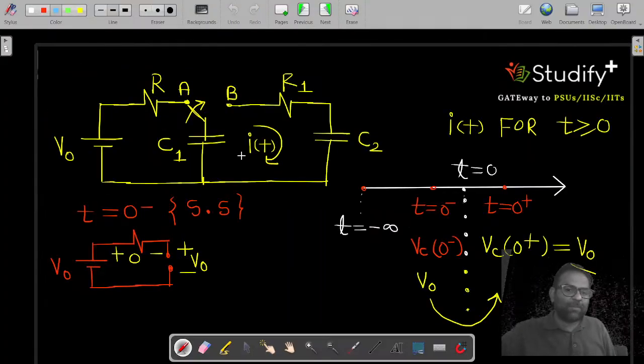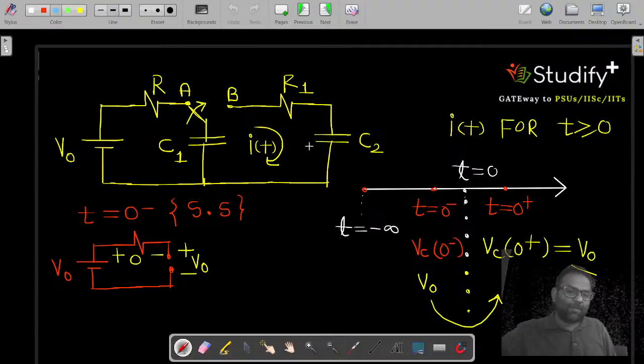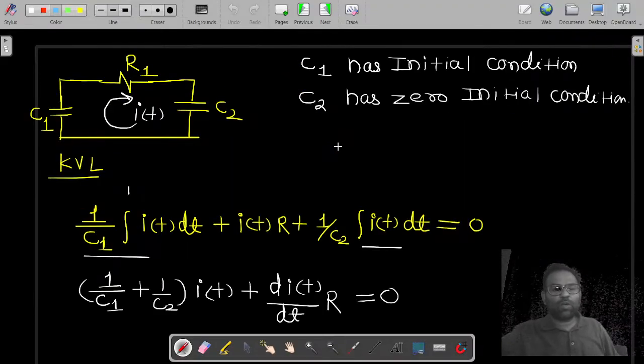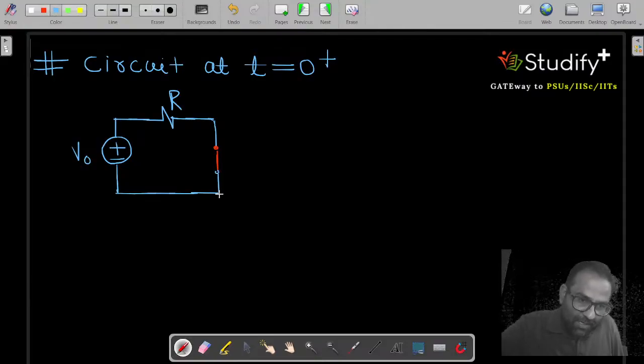And what is next? Next we are having capacitor C2. But we know that the initial condition of the capacitor C2 is 0. C2 does not have any initial condition. And if it does not have any initial condition, the voltage stored by that capacitor is equivalent to 0. And 0 voltage is represented by what? 0 voltage is represented by short circuit. So I will say capacitor C2 will be replaced by a short circuit.